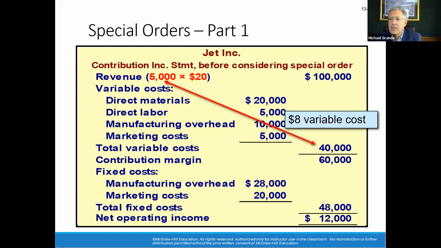$8 a unit. The fixed costs, as you know, by definition, are in this company whether or not they produce any additional items. The definition of a fixed cost: total cost stays the same as volume changes. So whether this company produces 5,000 units, 6,000 units, 7,000 units, 8,000 units, those fixed manufacturing overhead costs of 28 and 20 will stay the same.